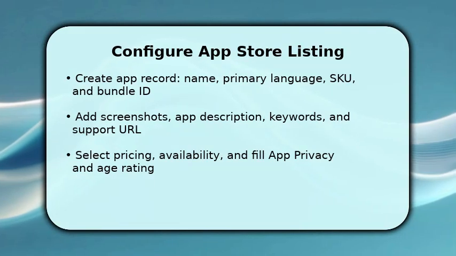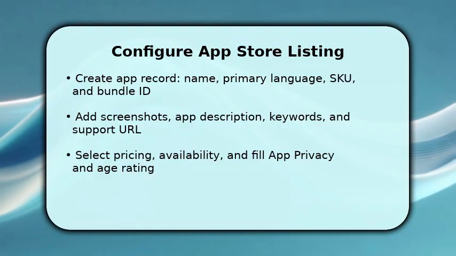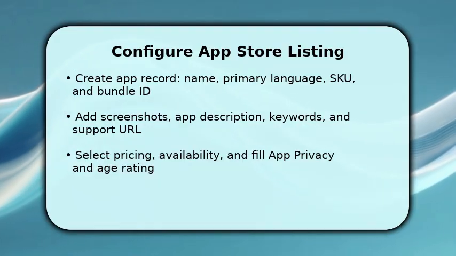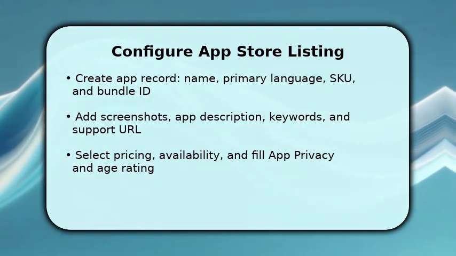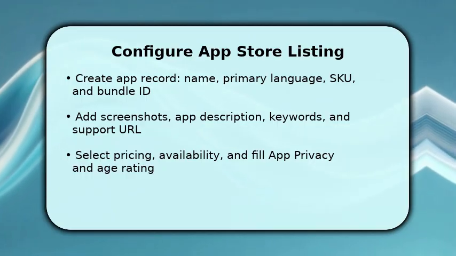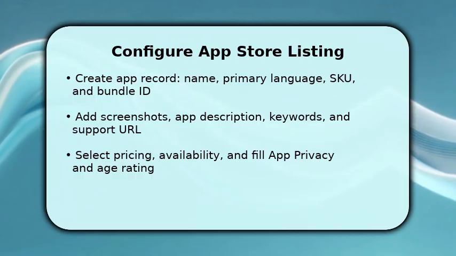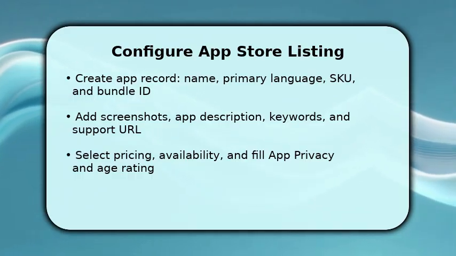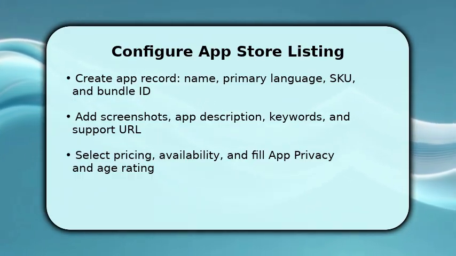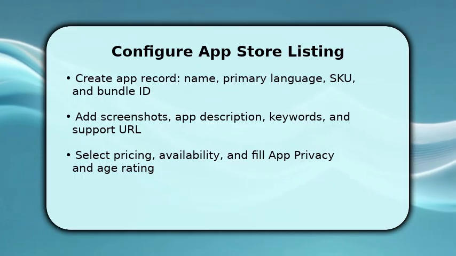Once your build appears in App Store Connect, create or open the app record and enter core metadata like name, primary language, and SKU. These fields drive discoverability. Then upload screenshots for each device size, write a concise description and localized keywords, and provide contact and support URLs so users can get help.